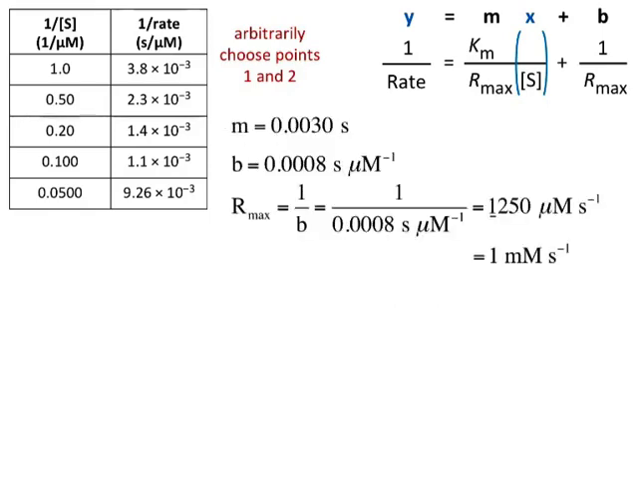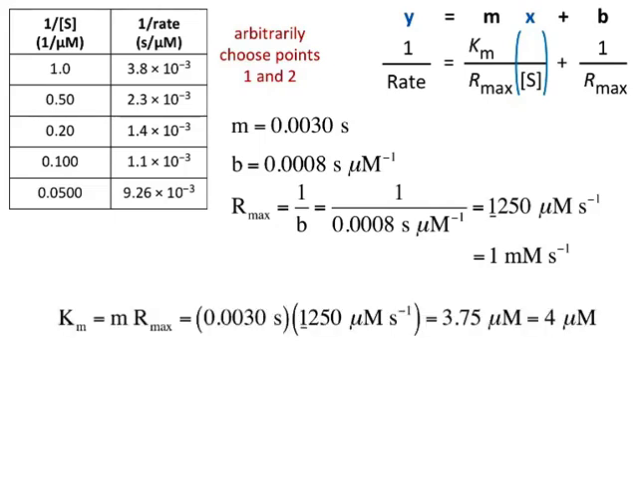Now that we have this information, we can calculate our Vmax, which is 1 over the intercept. Again, we lost a sig fig along the way. By that I mean this is the right number of sig figs. It's just that in one of the subtraction steps, our 2 sig figs became 1 sig fig. Once we have our Vmax, we can use the fact that slope equals Km over Vmax and solve for Km. Doing it this way, our Km is 4 micromolar.